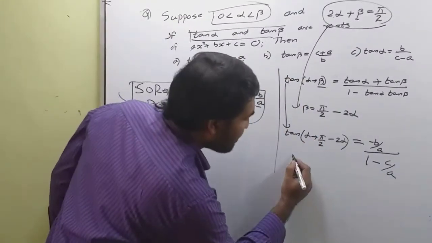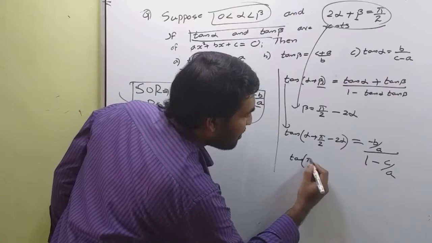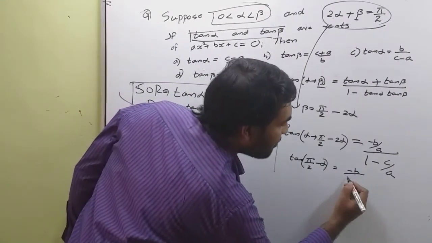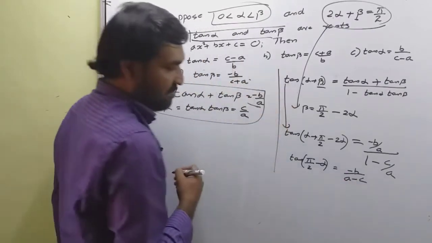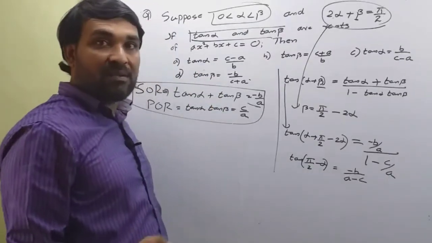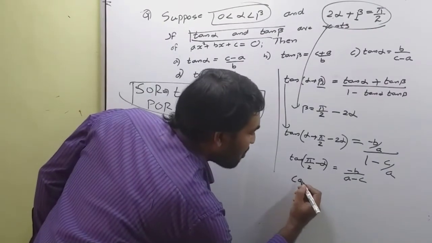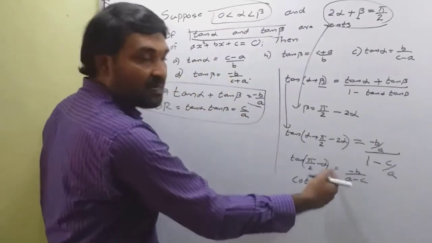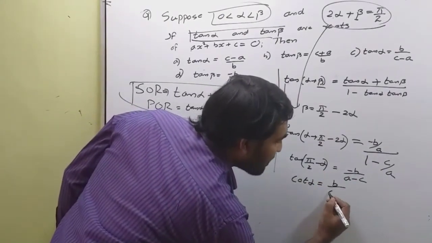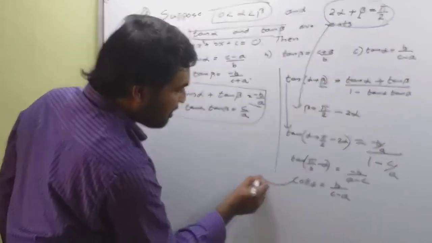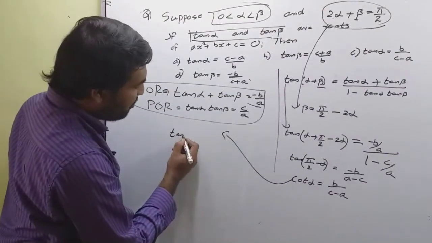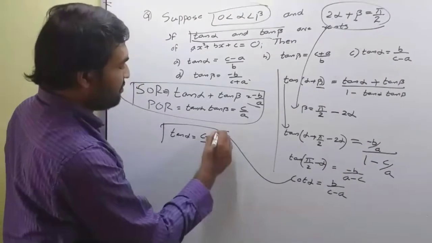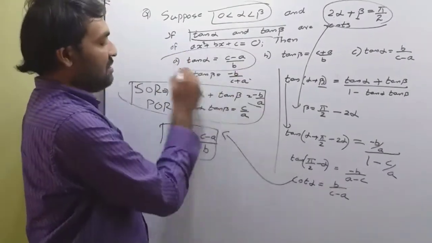Or the LHS becomes tan(pi by 2 minus alpha), that is equal to minus b divided by (a minus c). And tan(pi by 2 minus alpha) is equal to cot alpha. So cot alpha is equal to, taking the minus outside, b divided by (c minus a). So this implies tan alpha is equal to (c minus a) divided by b. So A is the correct option.